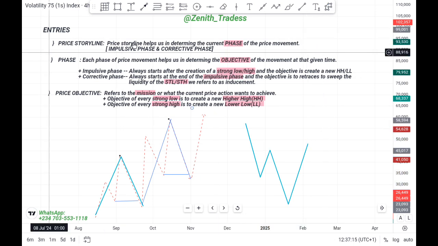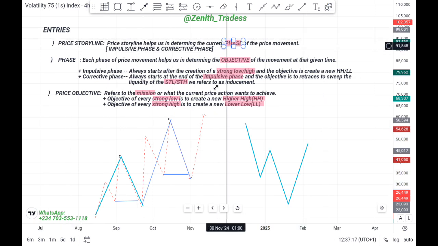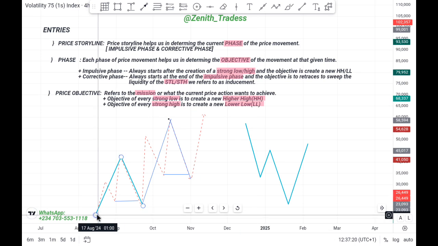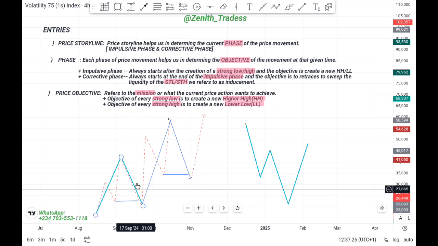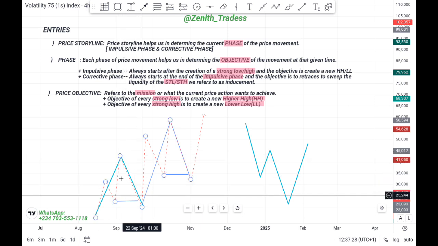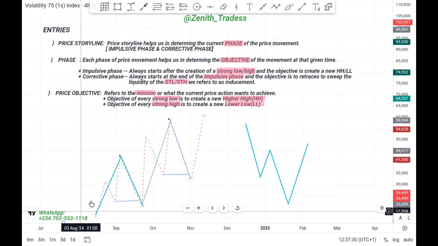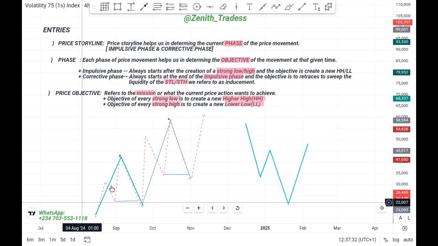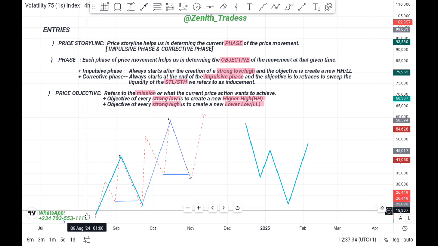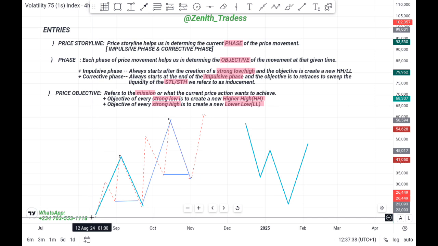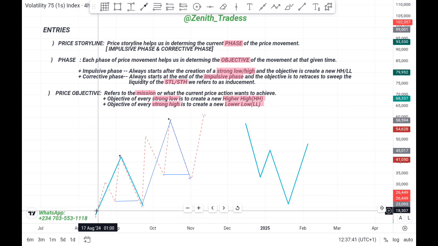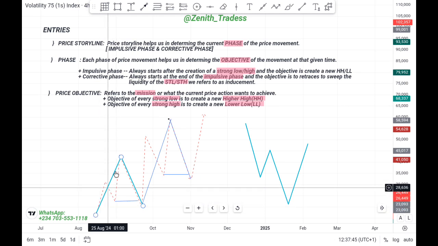So the storyline helps us to determine the phase. This from here to here is the phase, the impulsive move. This is the corrective move. How are we able to know that this is an impulsive move? When we look at the previous price actions, we already know that from the previous price action, here is a strong low formation, and after a strong low has been formed, we anticipate price to do the same thing with a new continuation pattern or a new range.